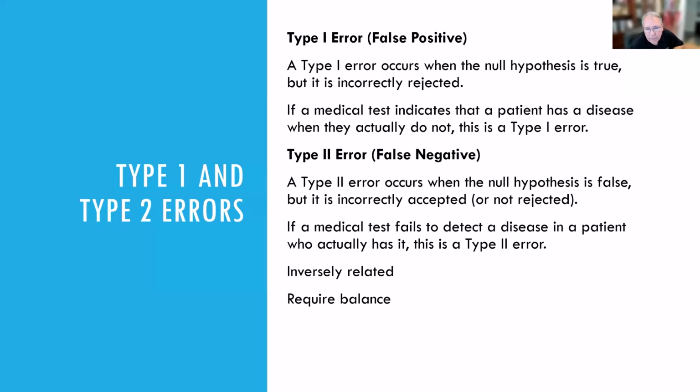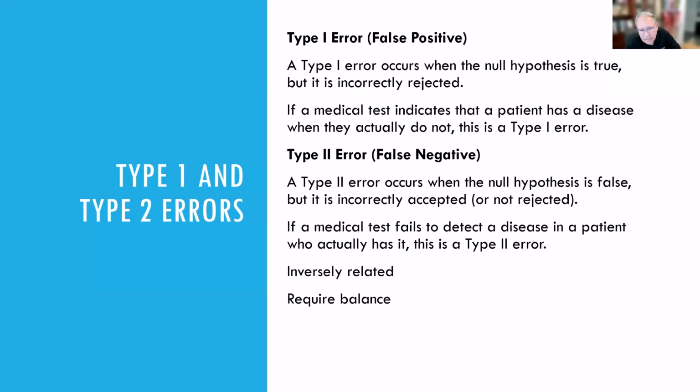So a type 1 error occurs when the null hypothesis is true but is incorrectly rejected. So if a medical test indicates that the patient has a disease when they actually do not, that's a type 1 error. So if you do a stress test on a patient and it's positive, it means they flunked the test. You take that patient to the cath lab and there's no disease, that's actually a type 1 error.